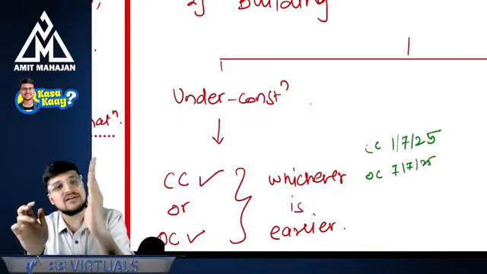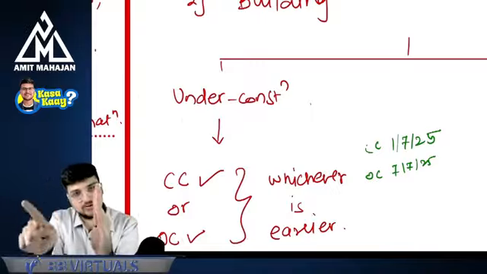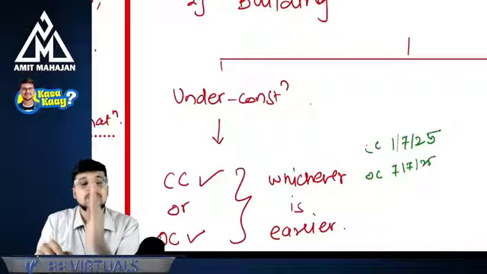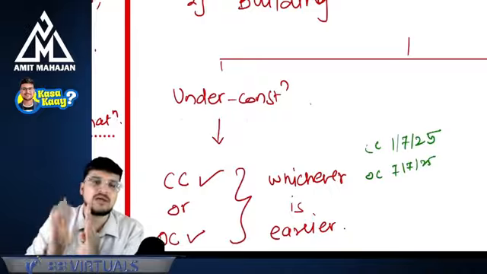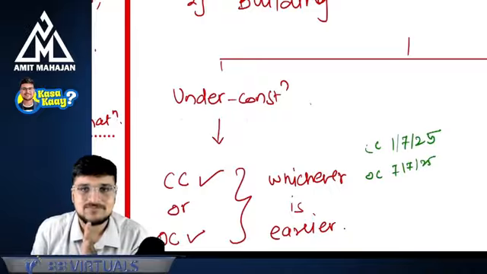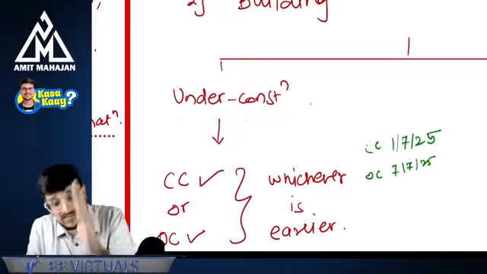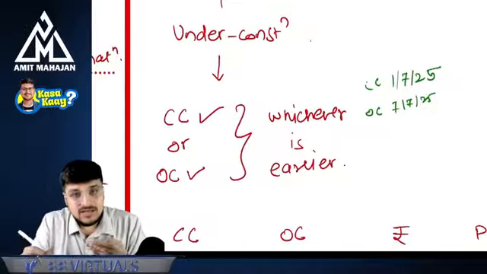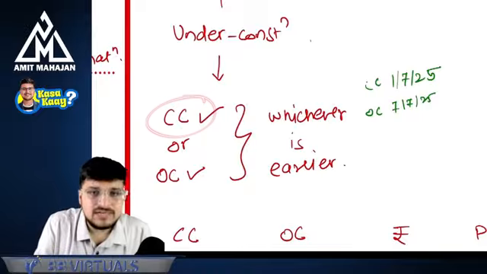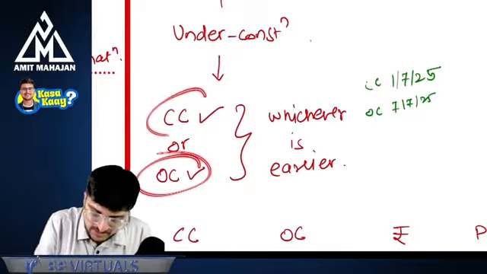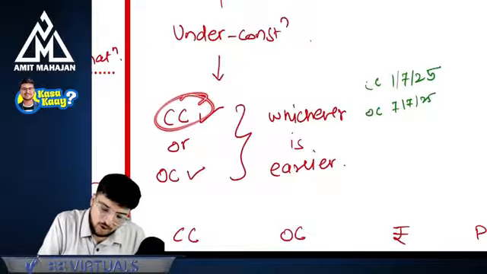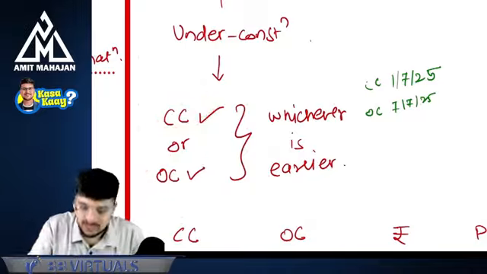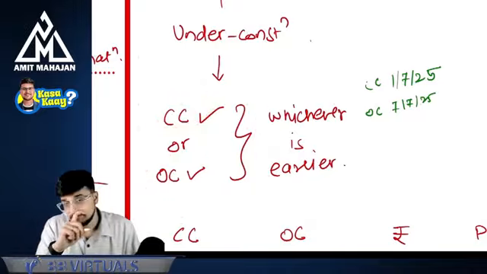So how to identify this date? If you receive the amount prior to this date, supply will be considered. If you make the payment after this date, it will not be considered as supply. This date is the earlier of completion certificate or occupation certificate, whichever is earlier.